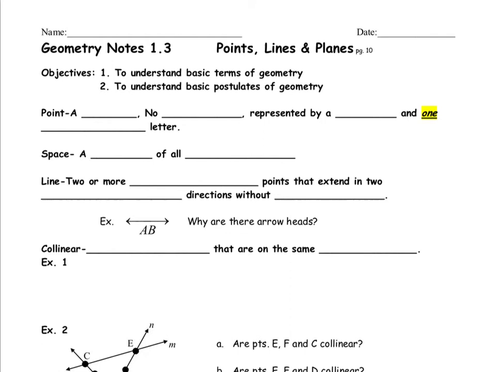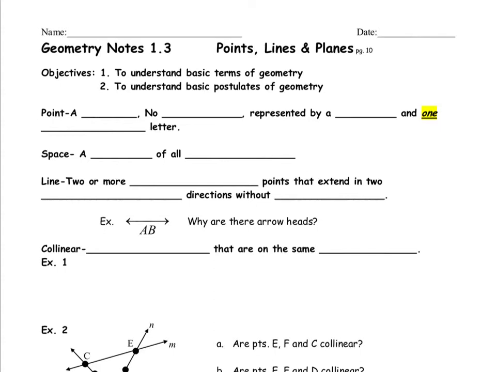Alright, so our first set of notes is going to be for section 1.3, which is points, lines, and planes. It's fairly simple material, so hopefully no one will have a majorly hard time with it. Our whole objective is basically for you guys to come out knowing what a point is, what collinear is, those type of definitions, because they're going to be used throughout the course.